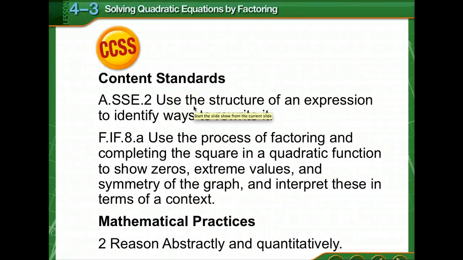Okay, today we're going to learn about solving quadratic equations by factoring. And aren't you lucky? You've already studied factoring, so this ought to be pretty simple for you. Content standards, ASSE 2, and we're going to learn about some functions and using the mathematical practice, reason abstractly and quantitatively.